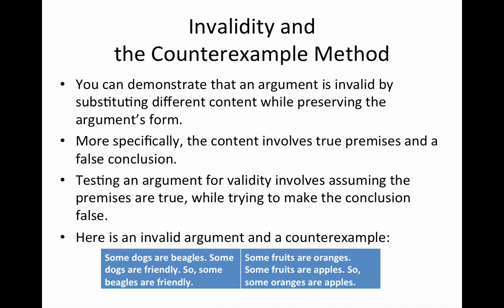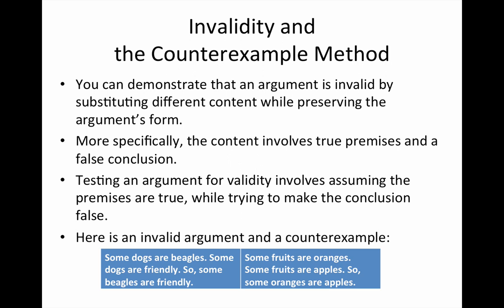Okay, lastly, before we do a summary of what we've covered in the entirety of this video, let's talk a bit about the counterexample method. One of the skills that you want to develop involves applying or attempting to apply the counterexample method to a deductive argument. When an argument is invalid, you can use a substitution method, or the counterexample method, to demonstrate invalidity. And that involves maintaining the form or structure of the argument, but substituting other content that allows you to assert true premises and a false conclusion.